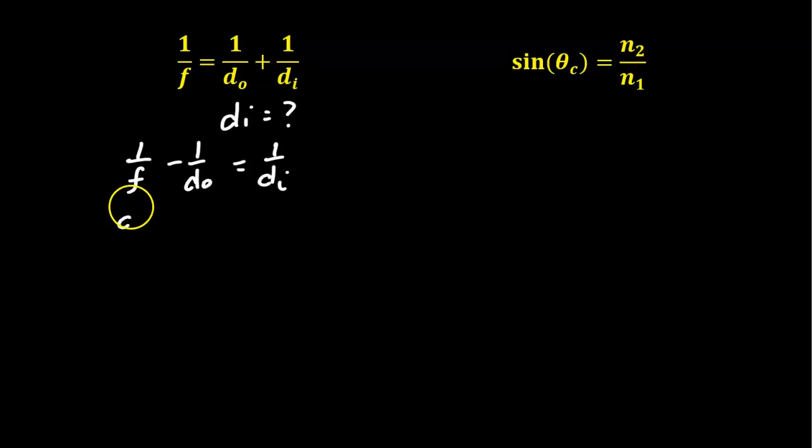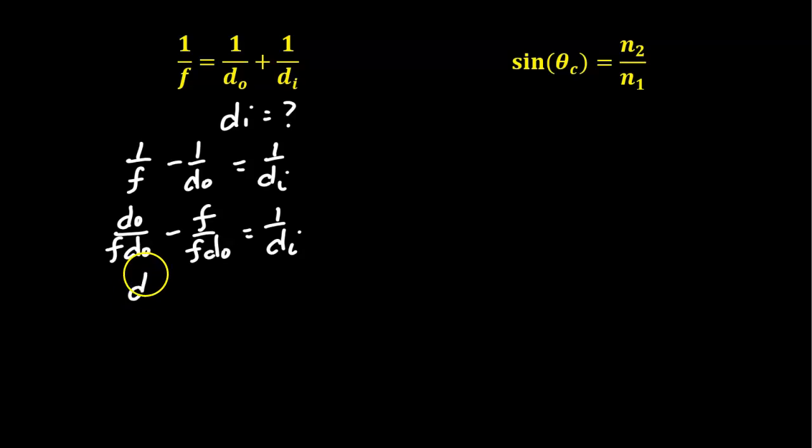So on the top, I'm going to multiply the top by dO. The bottom will be multiplied by dO as well. And then this fraction, I need to multiply the top with f, and then also the bottom with f. And now I have a common denominator and I can subtract them. So now I have dO minus f all over f dO is equal to 1 over dI.